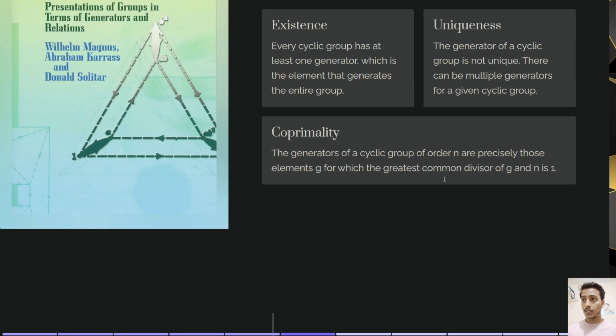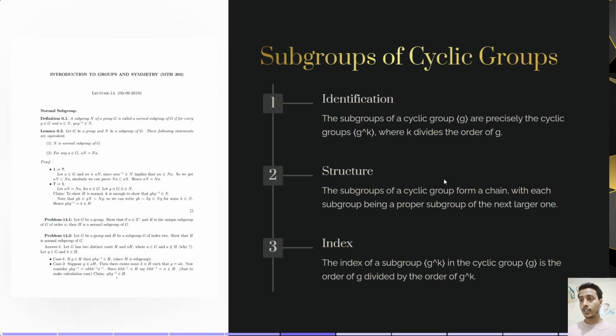Subgroups of cyclic groups. First one is identification. The subgroups of a cyclic group ⟨g⟩ are precisely the cyclic groups ⟨g^k⟩ where k divides the order of G. Second one is structure. The subgroups of a cyclic group form a chain, with each subgroup being a proper subgroup of the next larger one. The third one is index. The index of a subgroup ⟨g^k⟩ in the cyclic group ⟨g⟩ is the order of g divided by the order of g^k.